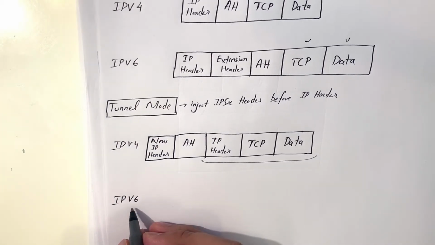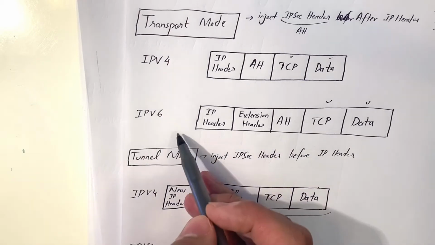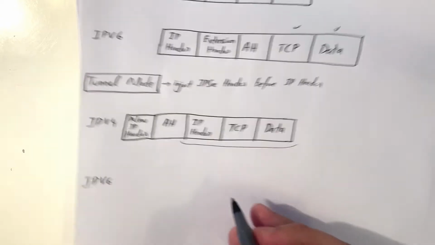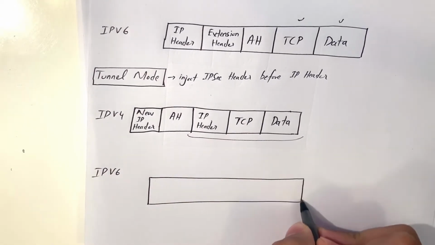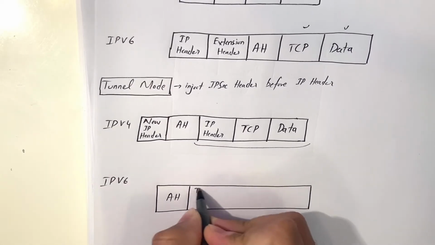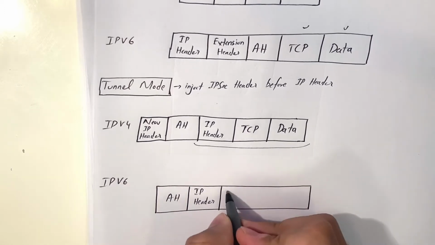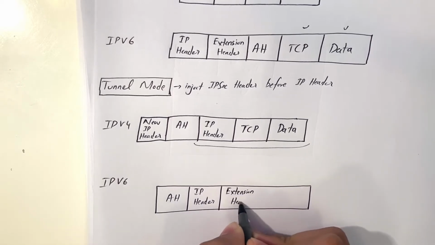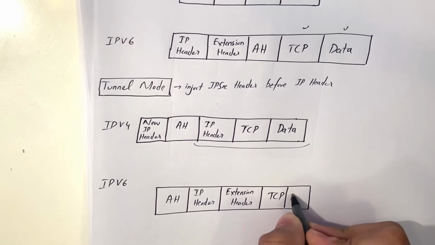Same is the case with IPv6. Everything else will be the same. This authentication header will be placed before this, right here. So let me draw this down here. So it is the IPv6. What will happen? The authentication header will come here. After that, the original IP header, then the extension header. After that, we will have the TCP header, then we will have the data.